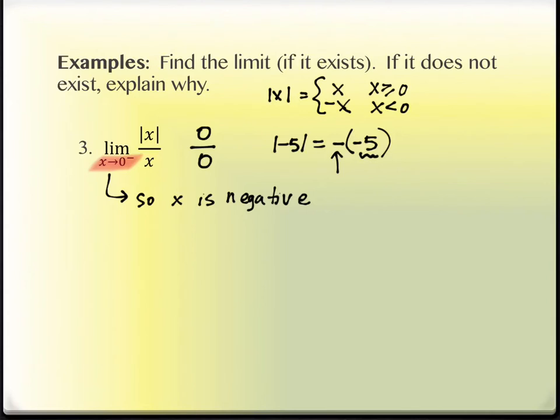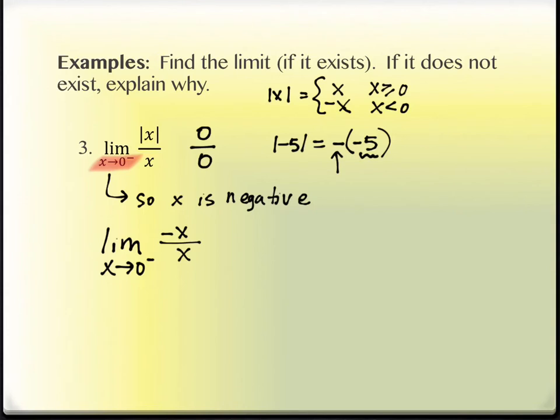Feels a little uncomfortable. Just sit in that right now. It's going to be a little uncomfortable, but it's okay. So what that means is because I'm coming at 0 from the left, this absolute value of x on the numerator is actually equal to the opposite of the x value. And the denominator is equal to the x value because it already was.